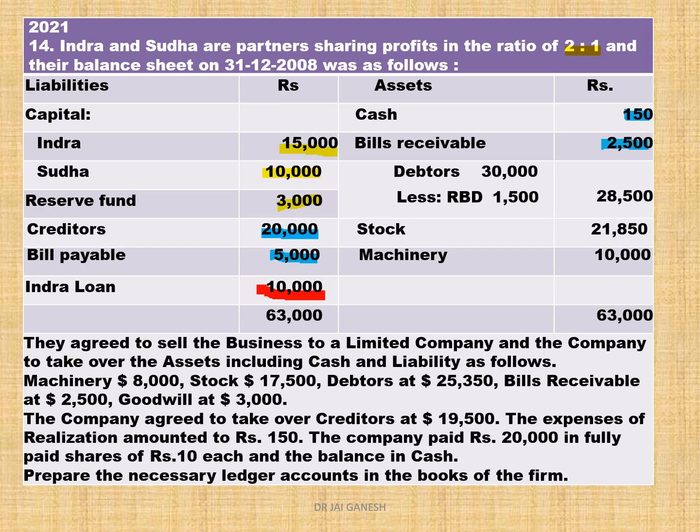BR 2,500 transferred to debit side of realization account. Debtor, gross debtor 30,000, as per accounting rule, as per accounting procedure, transfer debtor to debit side of realization account and reserve RBD to credit side of realization account.